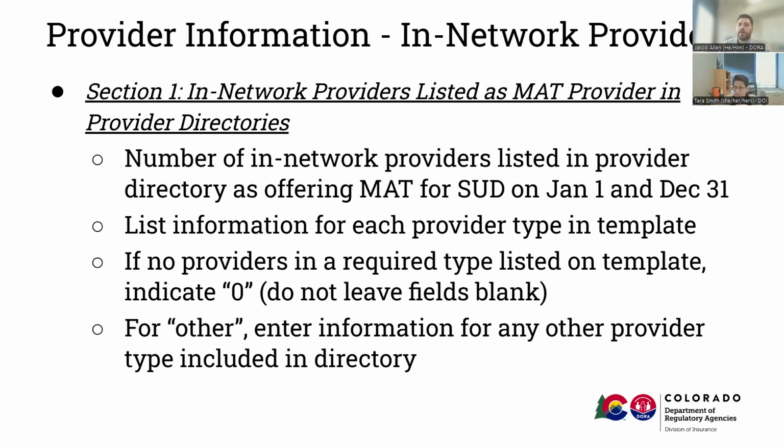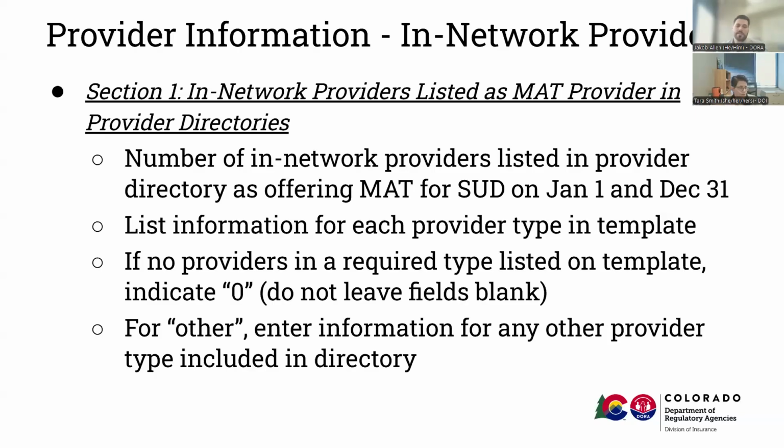Okay, beginning on the provider information worksheet, in section 1, the division is asking for the total number of in-network providers listed in the provider directory as offering MAT for SUD, as a point in time number on January 1 of the appropriate calendar year, as well as on December 31st of the appropriate calendar year. The carriers are expected to list info for each provider type in the template. If other provider types that aren't listed are applicable to be reported on, then the carrier can add them into the other sections where needed. If there are no providers for the specific provider type, then the carrier should indicate 0. If the carrier is not able to report on specific info, then a not available is expected to be inputted.